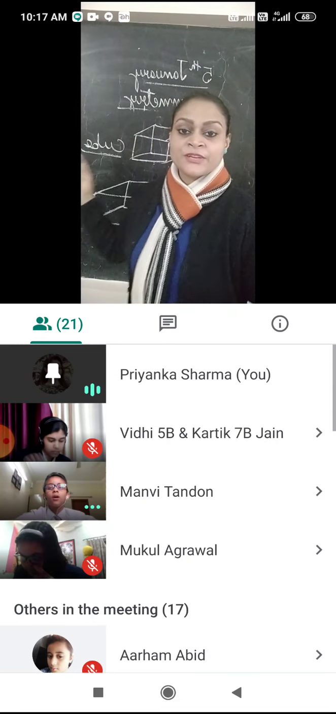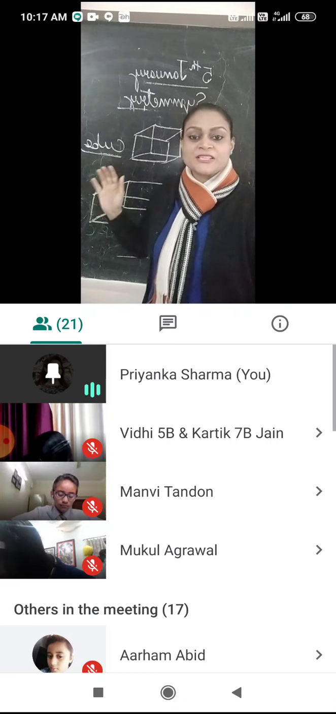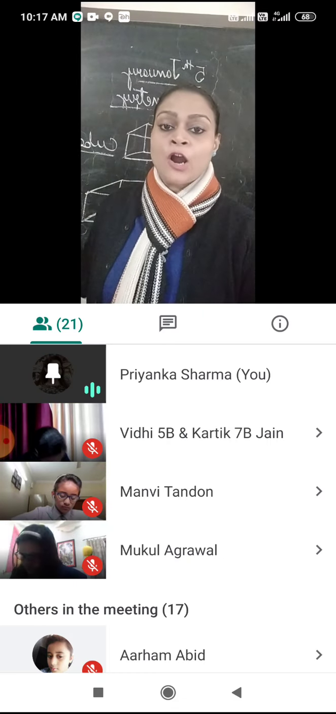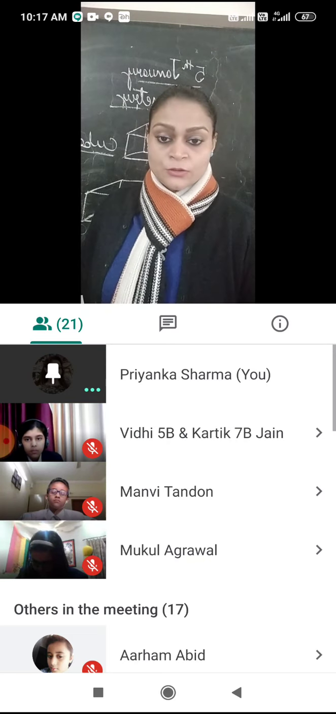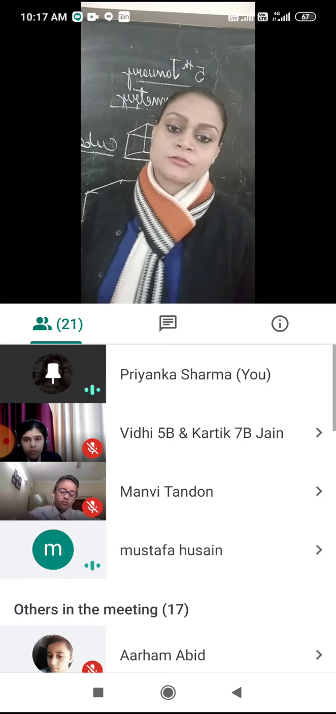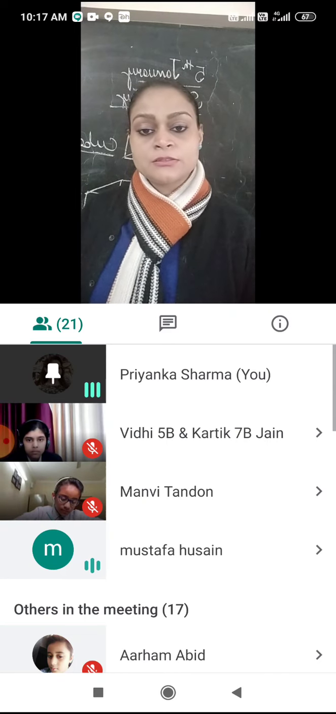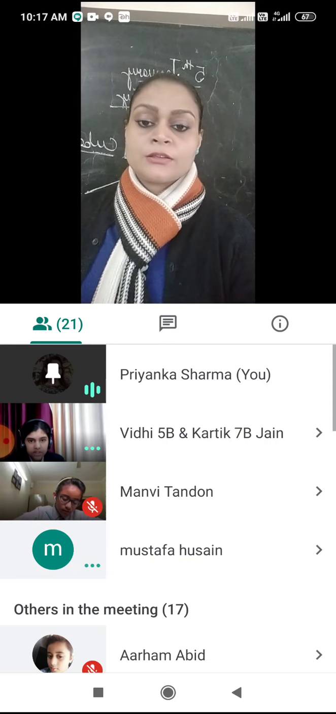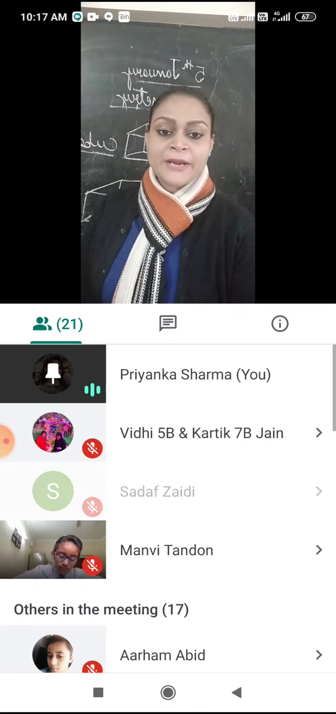All these sums we have already done in the copies also and we have revised also. So by now it must be very clear to you how we have to make cube and cuboid, how we have to draw the line of symmetry, and how we have to change the patterns. Clear? Okay. So this is your work for today. Practice these sums.